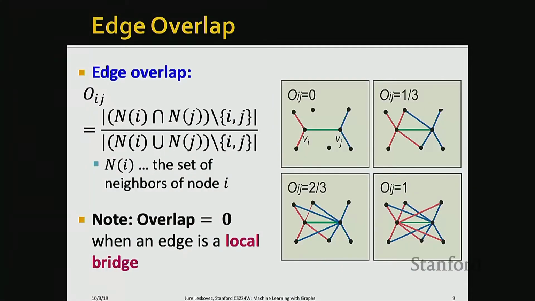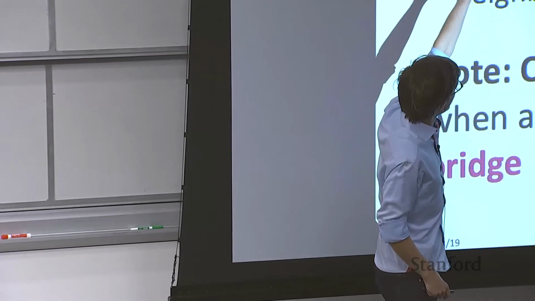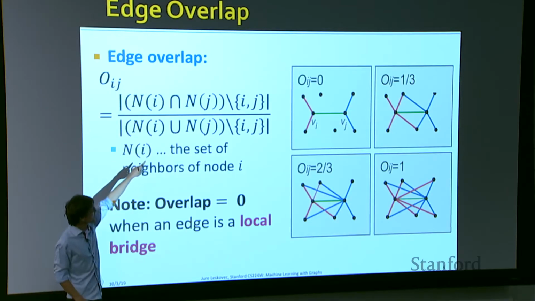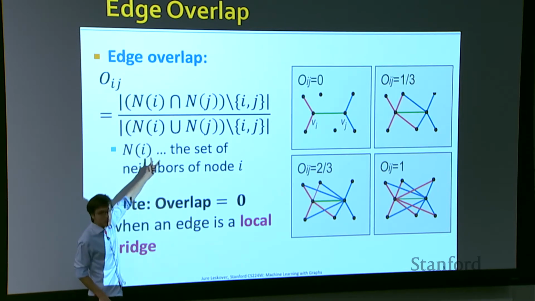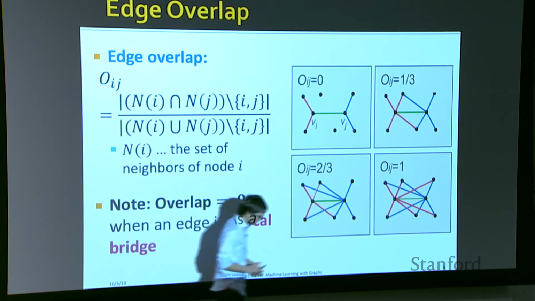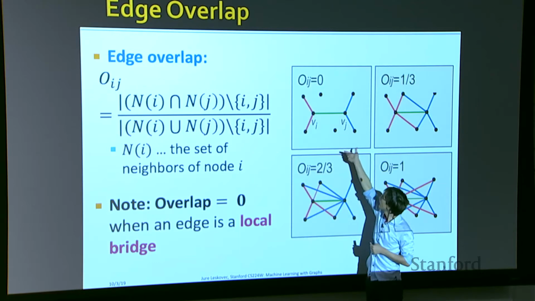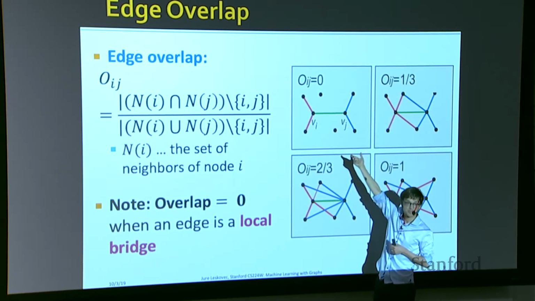And the way this edge overlap matrix works is here, but it's essentially for a pair of nodes, Vi and Vj, it measures out of the friends they have, how many of friends are mutual. Okay? So it's essentially number of neighbors of the one node, union, intersection number of neighbors of another node, minus the two nodes themselves, divided by the union of their neighbors, again, minus the two nodes themselves, right? So the idea is that here, if the nodes i and j are connected this way, then the edge overlap is 0.